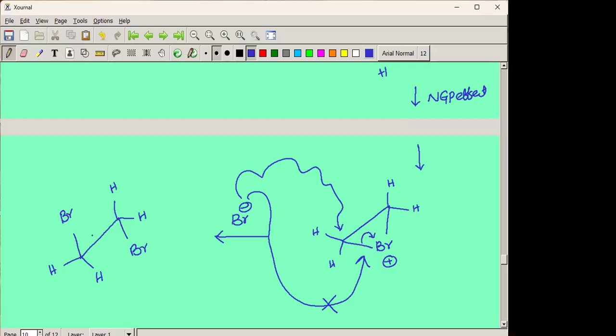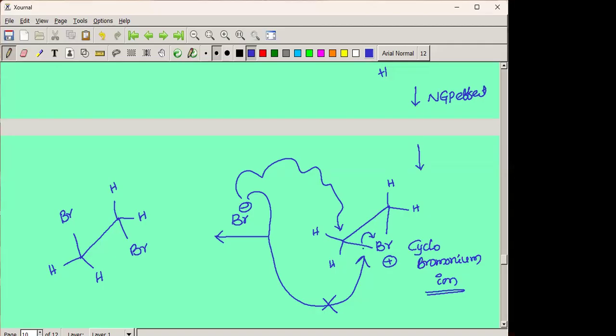Is it clear? So why is it anti-addition? Because we get a bromonium ion. This acts as a stable intermediate, and due to its formation, the bromide ion does not approach from the same side. It approaches from the opposite direction because of the repulsions that would happen. Is it clear? So this is about the first kind of addition, that is, syn addition.